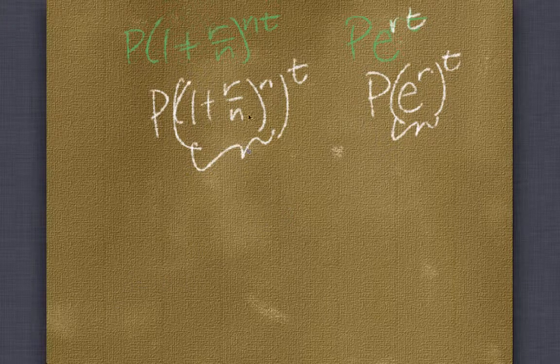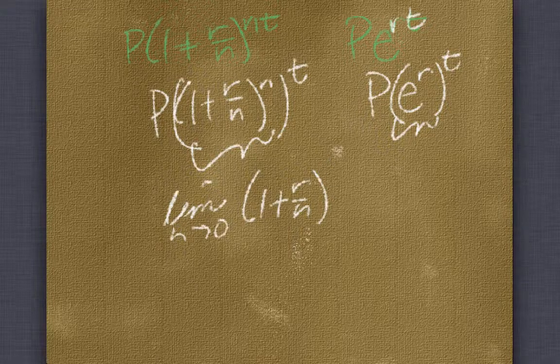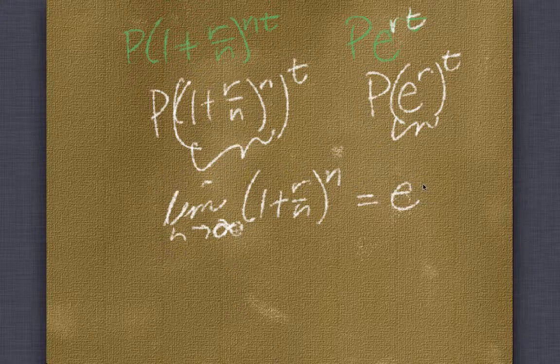Okay, so this one is compounding n times per year. This one is continuously compounding. So basically, the way you get from compounding n times per year to compounding continuously is let this number of times per year go to infinity. So this is a limit. If I let n go to infinity, then this goes to e to the r.